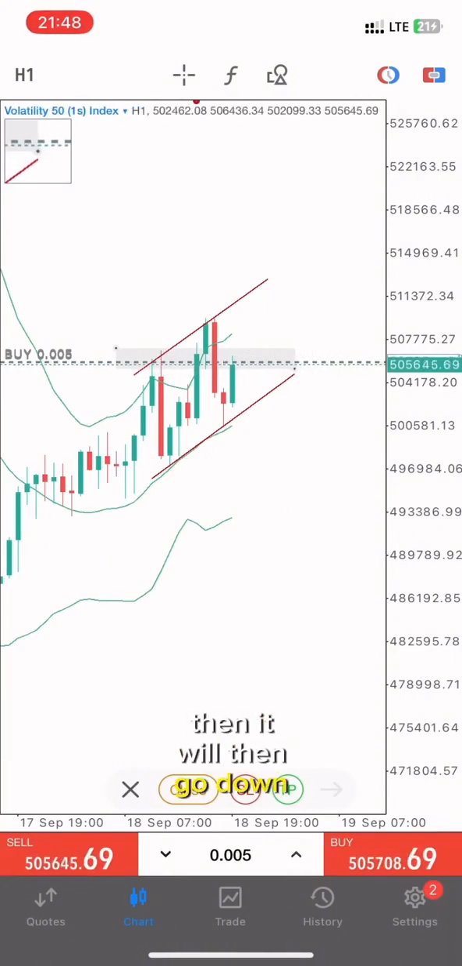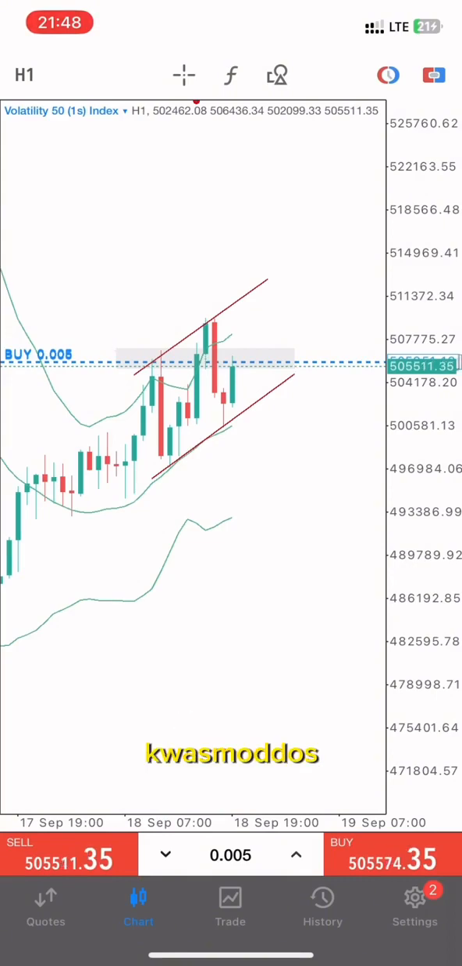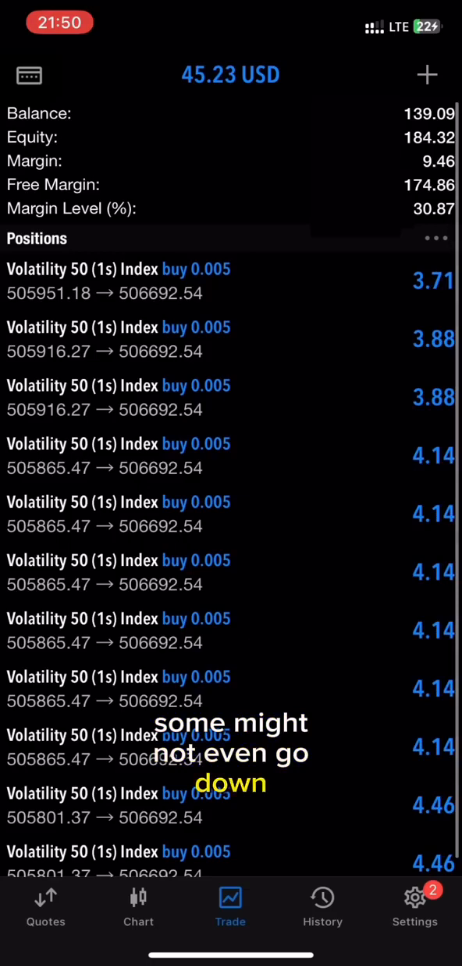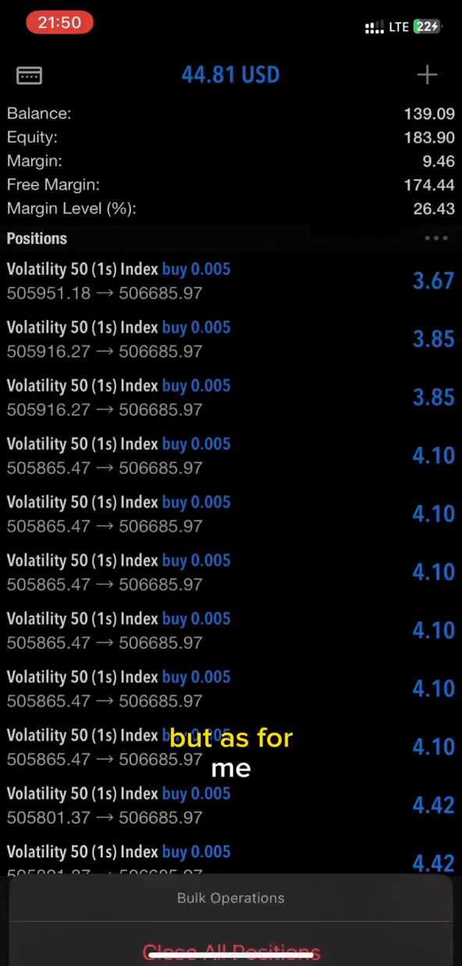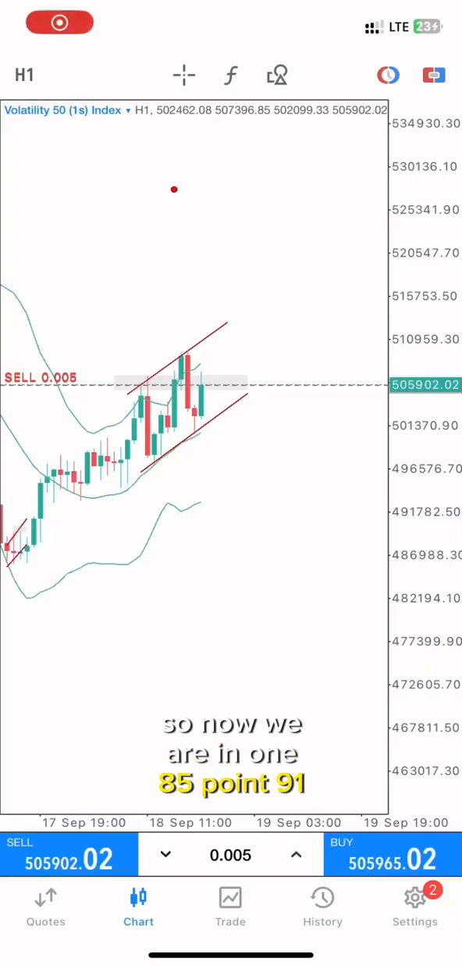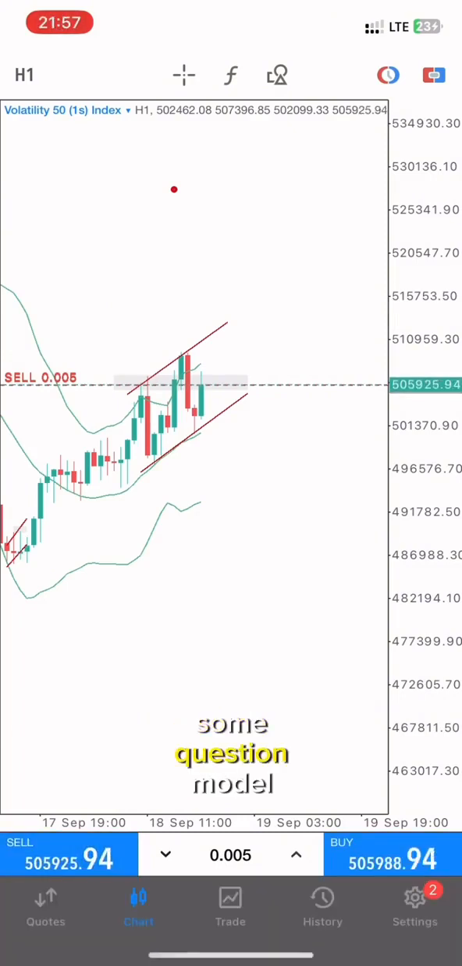Then it will go down. So the thing with the Quasimodo, there are two types of Quasimodos. When it eventually goes down, some might not even go down, they might just retest. But as for me, I'm here to take advantage of that. So now we are in 185.91. I can eventually sell.